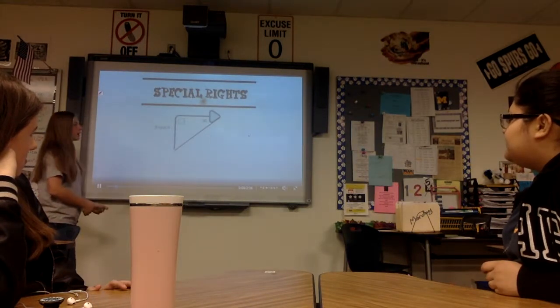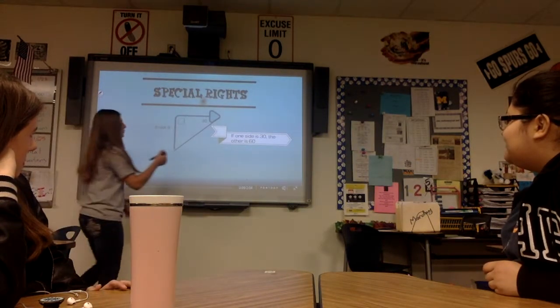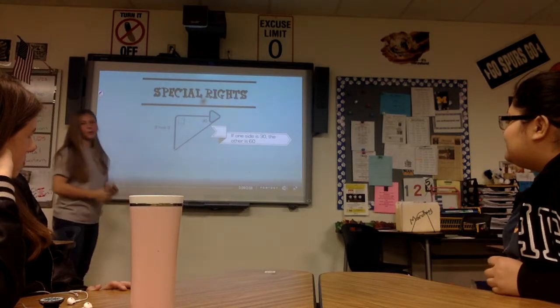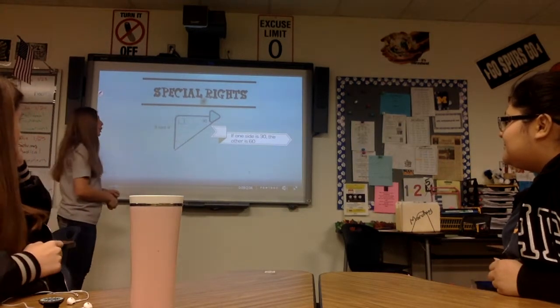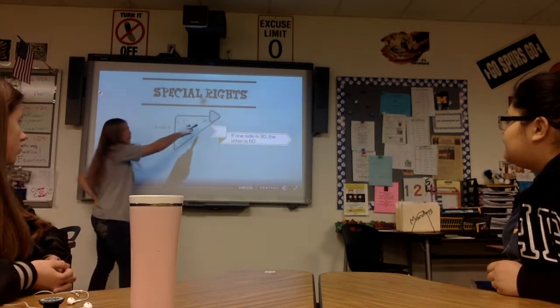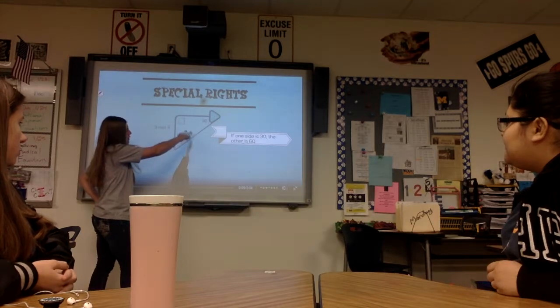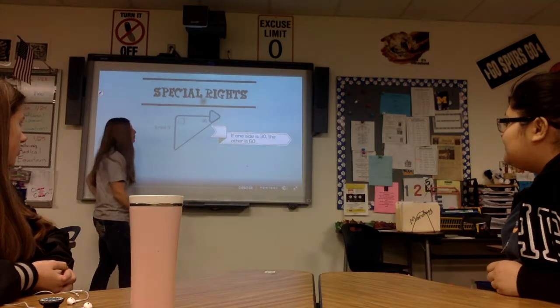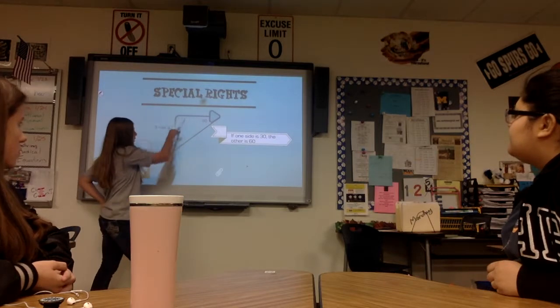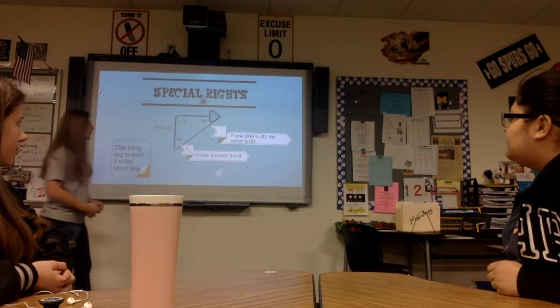So your special right triangles are 30-60-90s, and your other special triangles are 45-45-90s. But today we're going to be talking about 30-60-90s. Your short leg is always across from your 30 degrees. Your hypotenuse is always across from 90 degrees. And your long leg is always across from your 60 degrees.